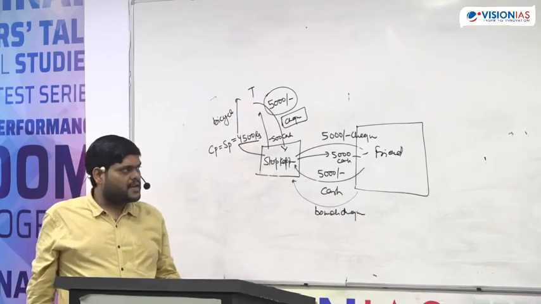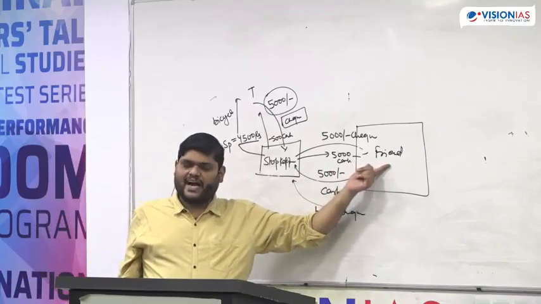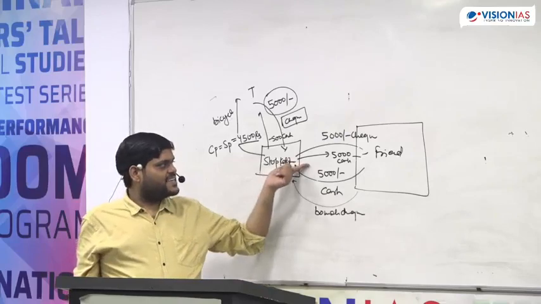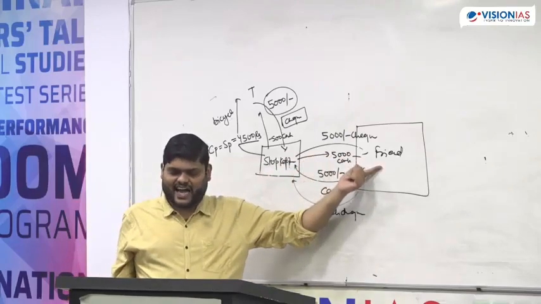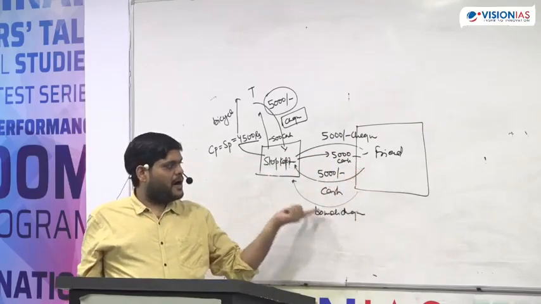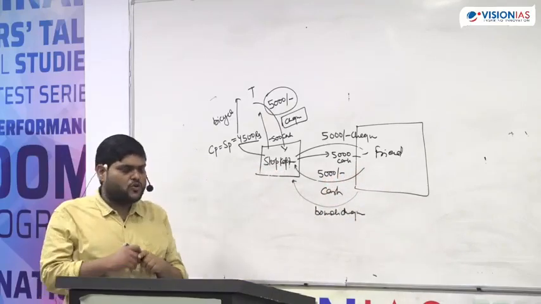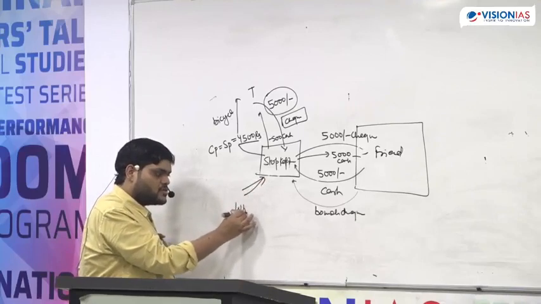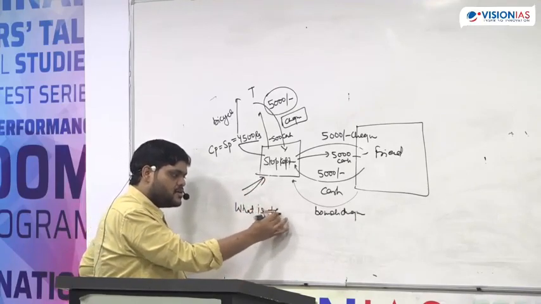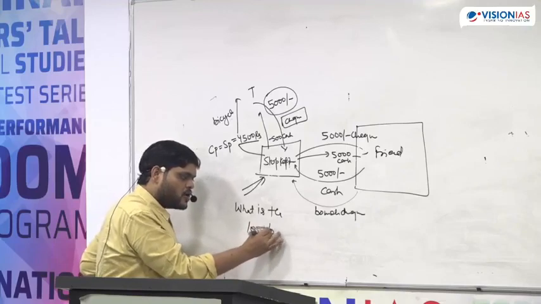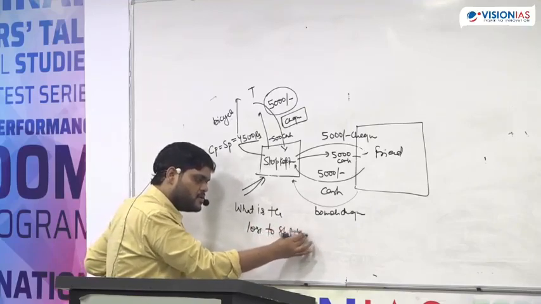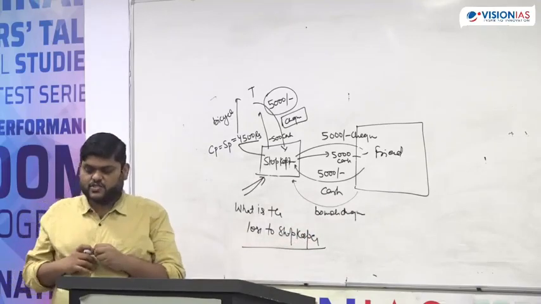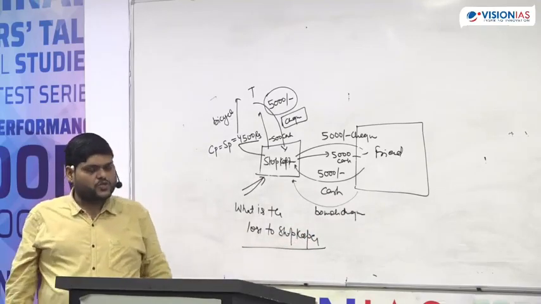Next day what happened? When his friend went to the bank, this check bounced, and because of that he has taken back his 5,000 rupees cash and given the bounced check to this shopkeeper. Now the question is, in this whole process, what is the loss to the shopkeeper?